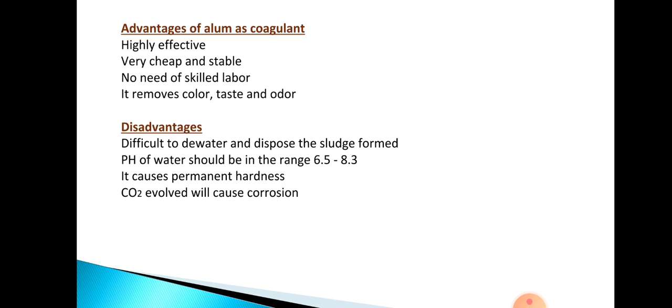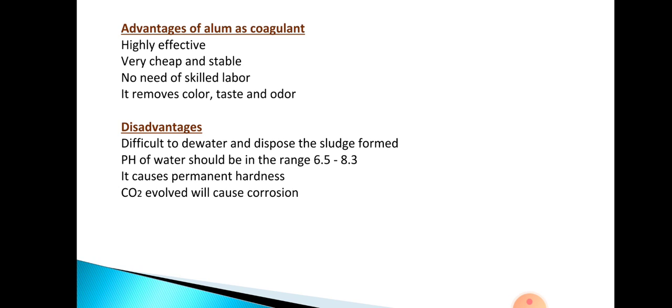Some of the disadvantages are that the sludge formed after adding alum to the water has to be disposed of, and it is a bit difficult to dewater it. And coming to the pH, as I told you, it can be used only for a pH between 6.5 and 8.3, so it cannot be used for a wide range of pH. In some cases, addition of alum also causes permanent hardness in water, and the carbon dioxide released when we add alum to water might lead to corrosion of the tank.